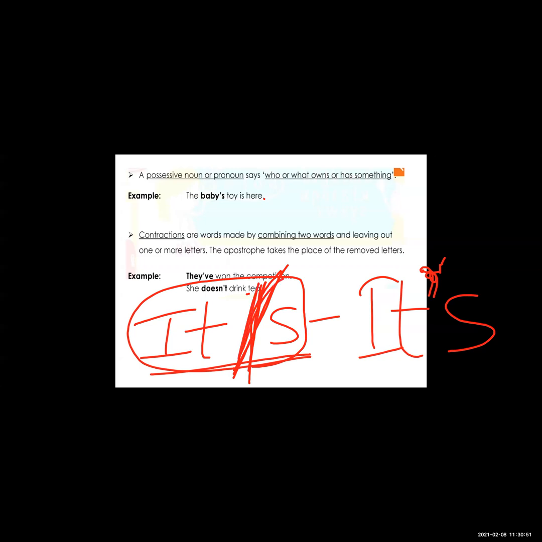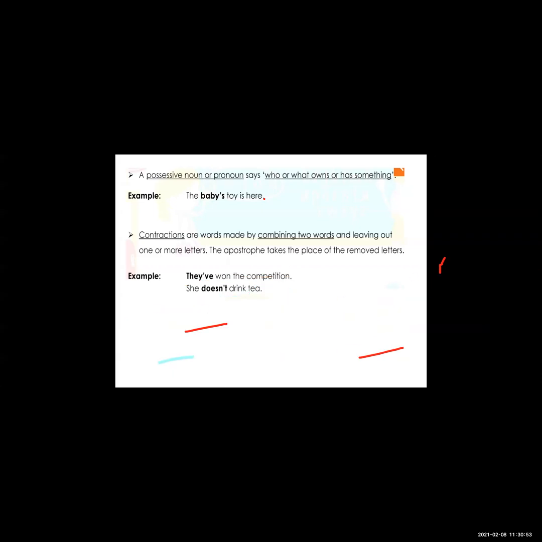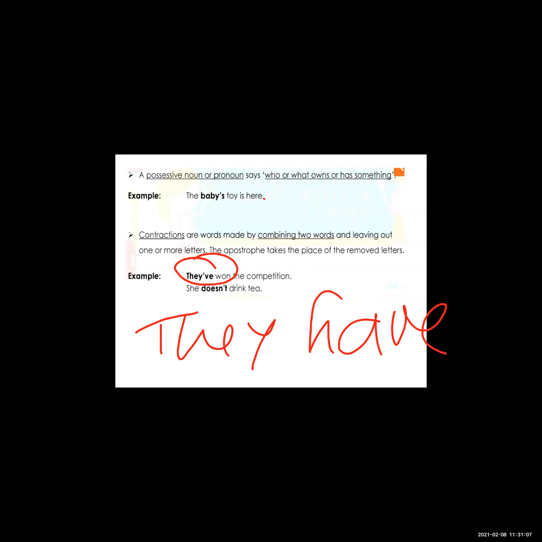Okay, let us see the example over here. They have won the competition. Here there is a short form of they have. See, they have. Here, which two letters do we leave and replace with the apostrophe? This H and A we replace with the apostrophe.